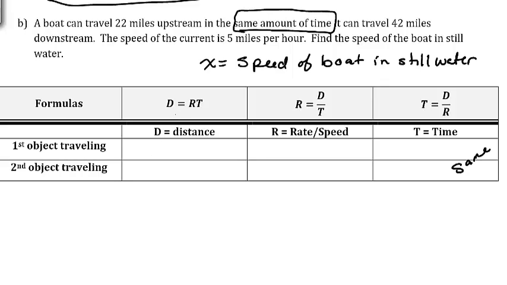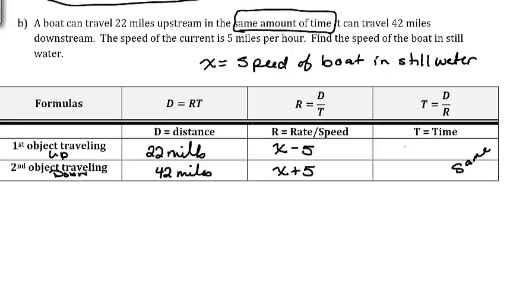The distance that we traveled when we went upstream was 22 miles. The distance that we traveled when we were going downstream was 42 miles. And the speed of the current is 5 miles per hour. So when we were going upstream, since x is the speed of our boat in still water, then when we're going upstream, our speed is x minus 5. When we're going downstream, our speed is x plus 5.